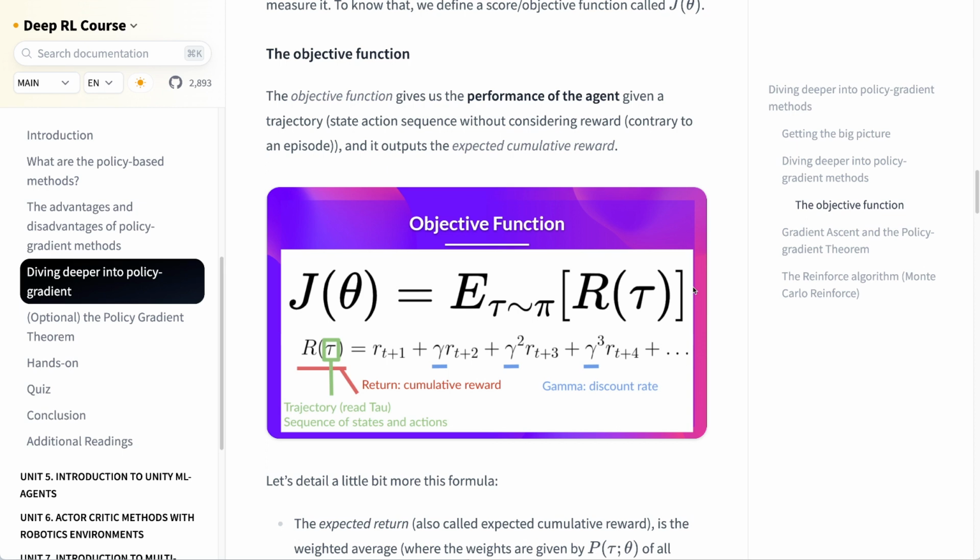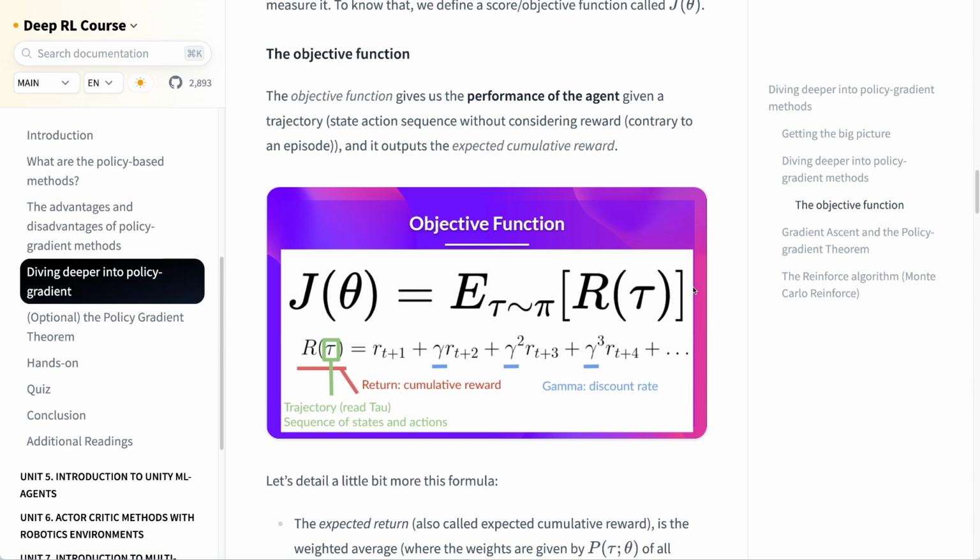We have this J of theta, and it equals the expectation of this policy and this reward at this trajectory tau. So this reward of tau is the cumulative reward, and it's this reward at each time step t plus 1, t plus 2, t plus 3, t plus 4, discounted by gamma, which is our discount rate.